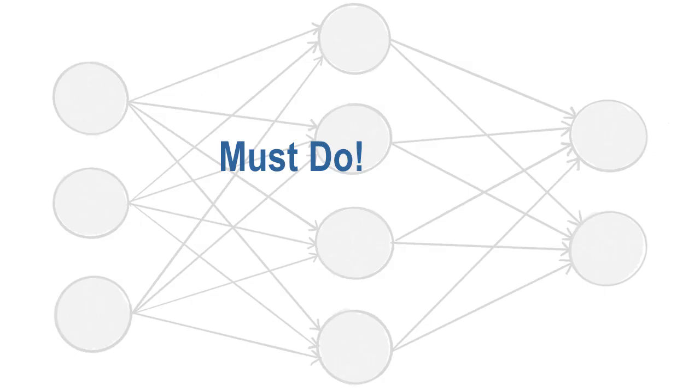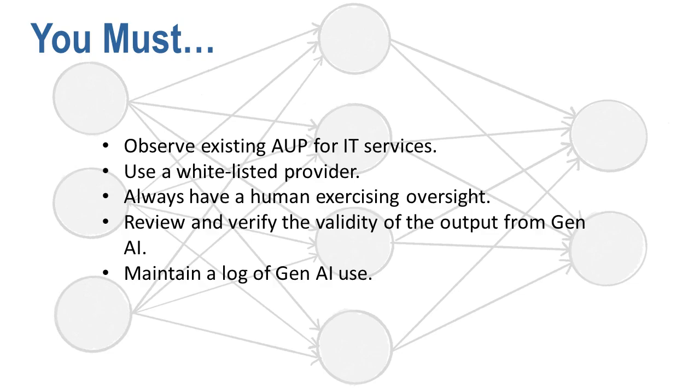Now here are some things that you must do. You must observe existing acceptable use policies for using IT services. You must use a whitelisted GenAI provider. You must always have a human exercising oversight on the use and output of GenAI. You must review and verify the validity of the output from GenAI with other primary sources to avoid malicious, incorrect, or hallucinatory content. You must maintain a log of GenAI use with the prompt that you used to facilitate traceability, accountability, and auditing.